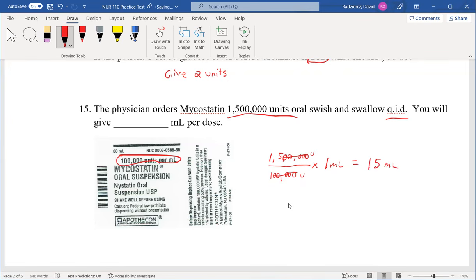You see the advantage of crossing out the zeros? So remember, you just look for the fewer amount of zeros and cross them out between the top and the bottom. And then whatever's left, that's what you're going to plug into your calculator if you need to. But if it's something like this, you don't need to.